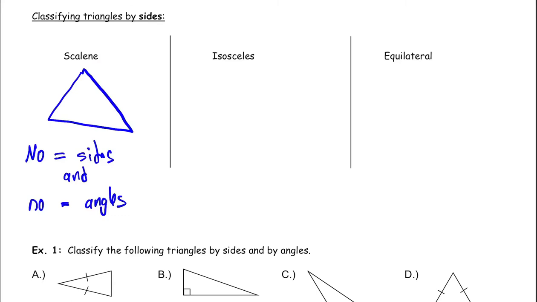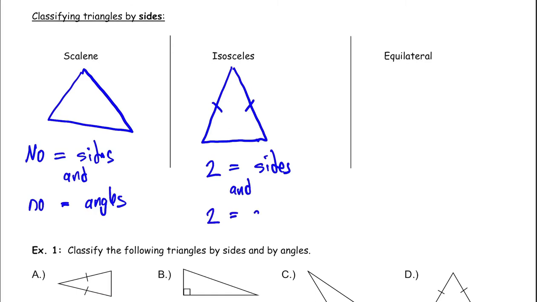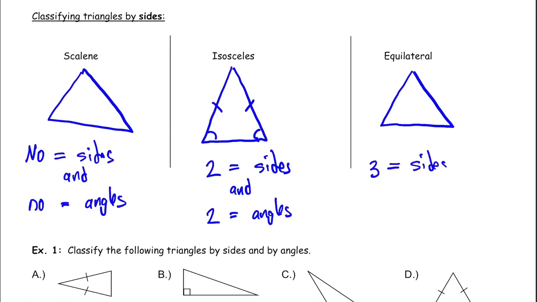Next, we have isosceles. An isosceles triangle has two equal sides, here and here, and two equal angles, here and here. And the third type of triangle by sides is called equilateral. An equilateral triangle has three equal sides and three equal angles. And we'll talk about what each one of those angles is in a second.